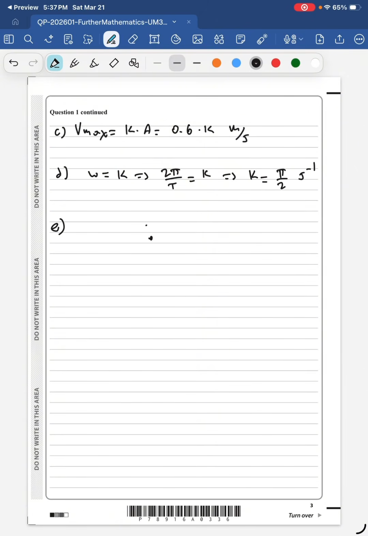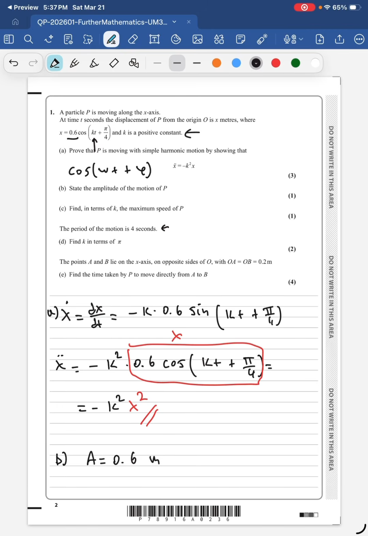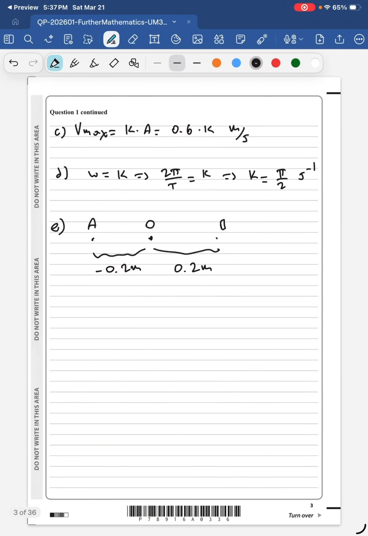So the situation is this: you have the origin, point A and point B. So this is negative 0.2 meters, and this is positive 0.2 meters, right? So we go to the displacement that they give us, the initial function, okay? And we substitute plus or minus 0.2 equals 0.6 cosine of pi times t over 2, since we now know what k is, plus pi over 4, okay?